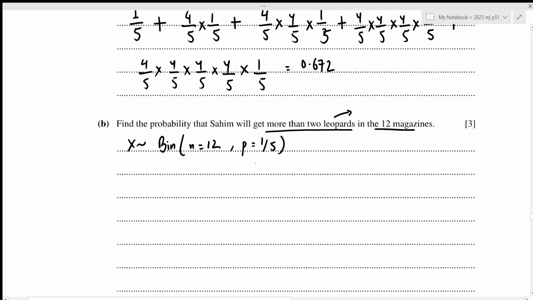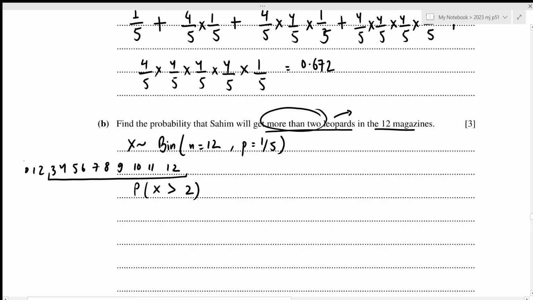And the probability that we need to figure out is getting more than 2 leopards. So probability of x is greater than 2. If we consider the greater values, that will be 3, 4, 5, 6, 7, 8, 9, 10, 11, 12. So that's a lot, right? Rather than considering these many values, we can subtract the probability of getting 0, 1 or 2 leopards from the total probability of 1 so that we get the probability for these values.